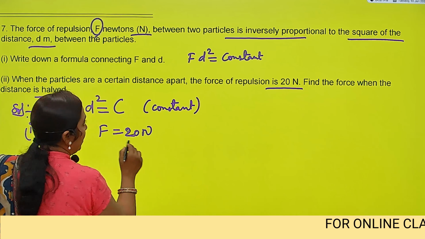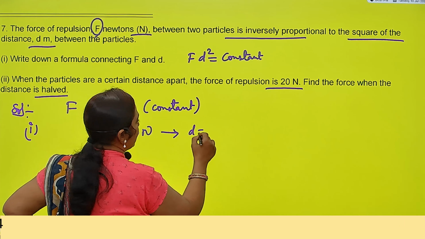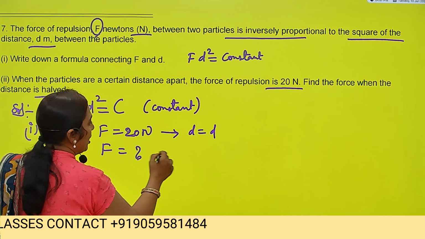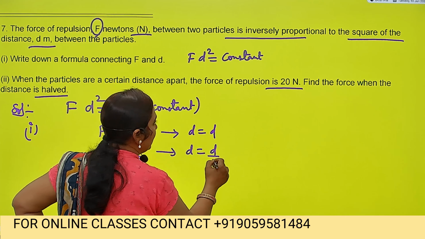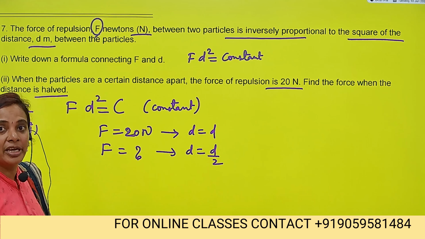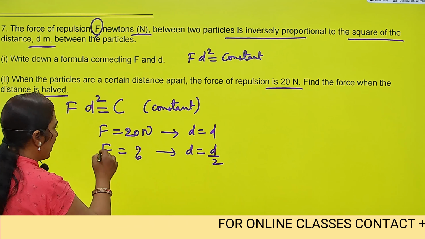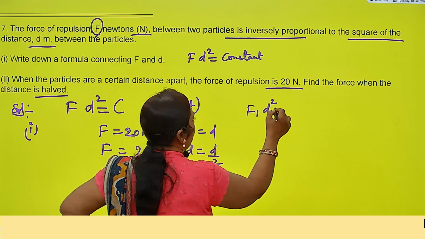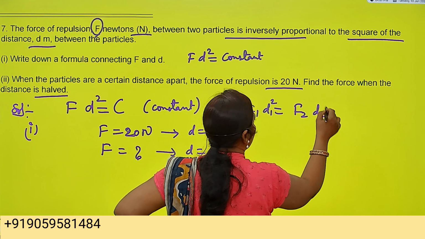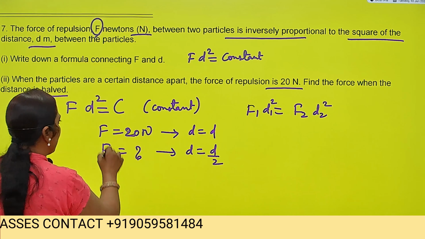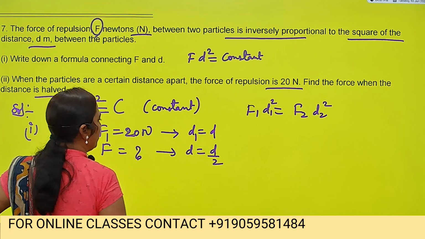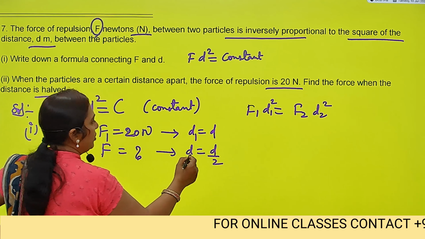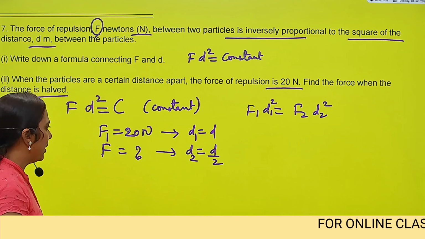Okay, 20 newtons when the distance is some d only. They are asking how much the force is when the distance becomes half of the distance, how much force in between the two particles. Applying that, what is the relation? F1 d1 square equals F2 d2 square. Here F1 is 20 newtons, d1 is d only, F2 is F only, d2 is half of the first distance, d by 2.